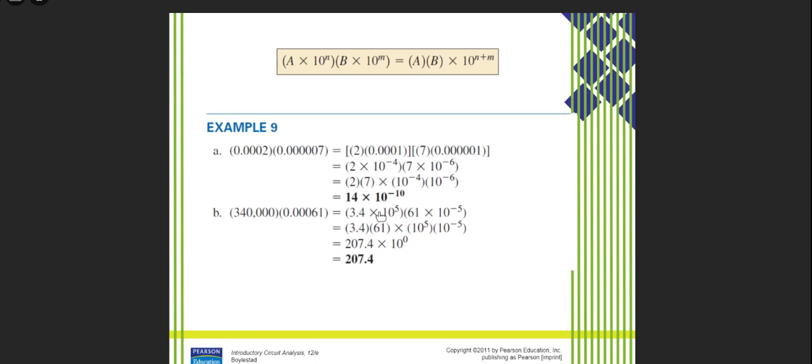If I want to do the math, I will multiply the numbers as mentioned here. And then for the power of 10, I will write down one of the 10 as the base and add up the powers. In this case, 5 plus negative 5 is 0. 10 power of 0 is equal to 1. So this will be your result.